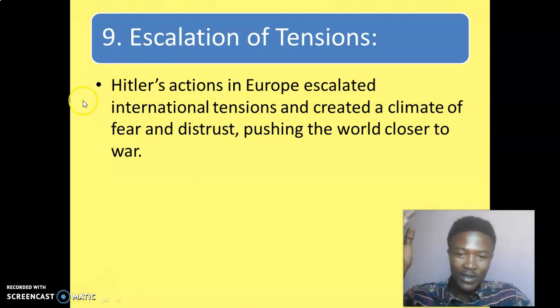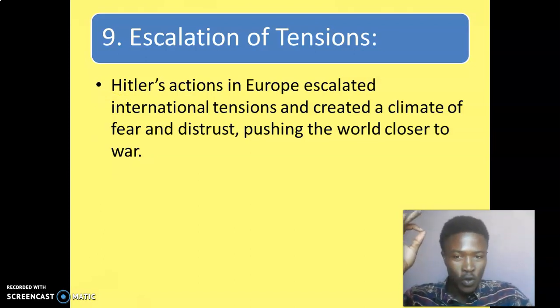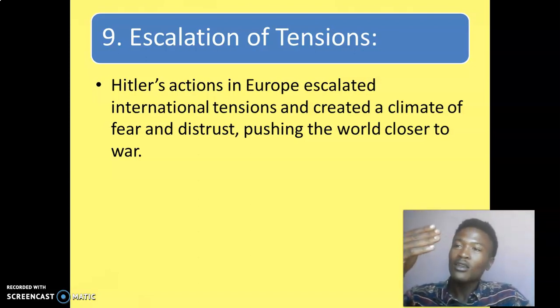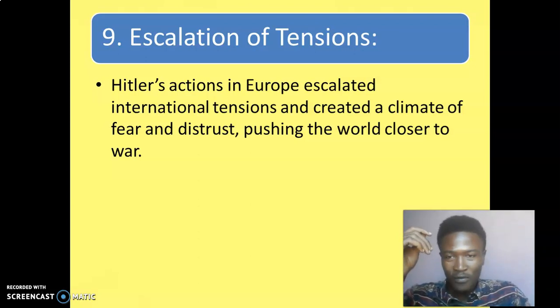So the West, especially Britain, is just giving in to the demands of Hitler because they don't want to experience another war. But then at the end of the day, Hitler is also rearming in secret. So Britain also starts doing their thing. They are also rearming. Remember the disarmament conference that failed, because of all these things.